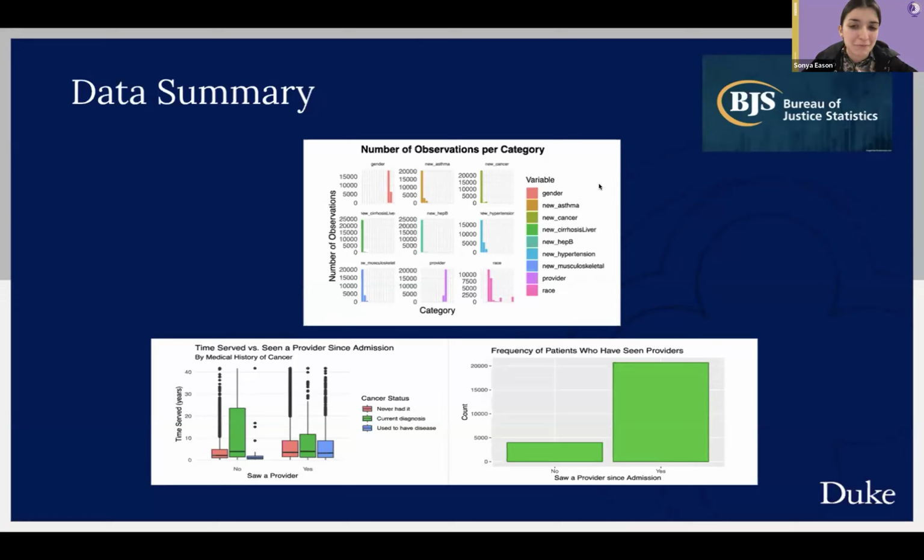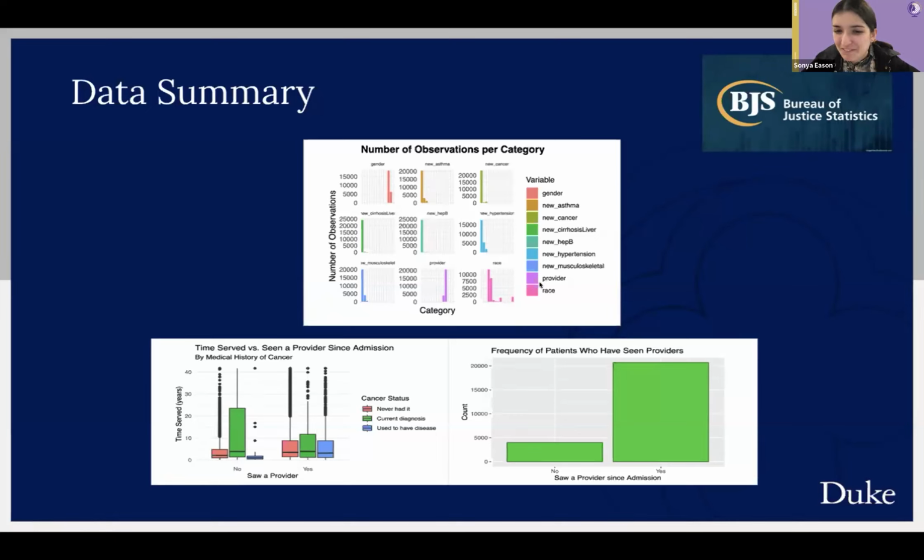And other information that I thought was important to include in all of the models as just kind of a given was gender and race, because demographic information is extremely influential, but also time served in prison. You serve more time, you're obviously probably going to have had more time to see a provider. So that was definitely necessary to account for.